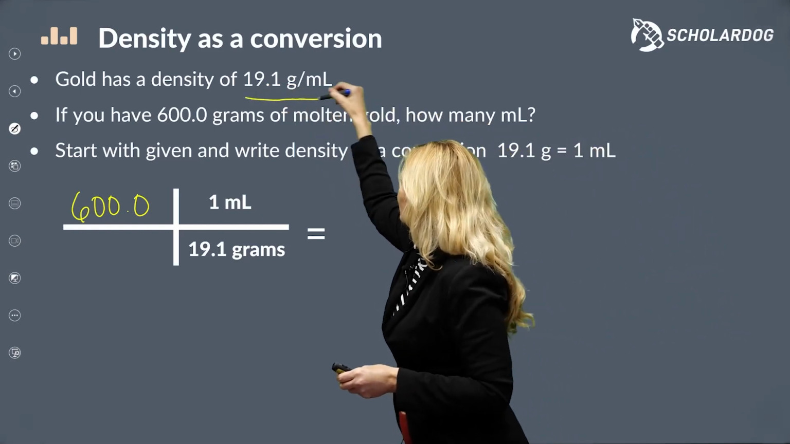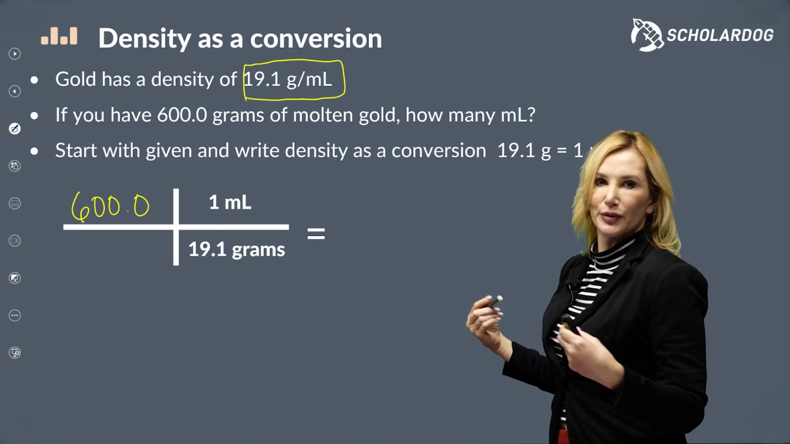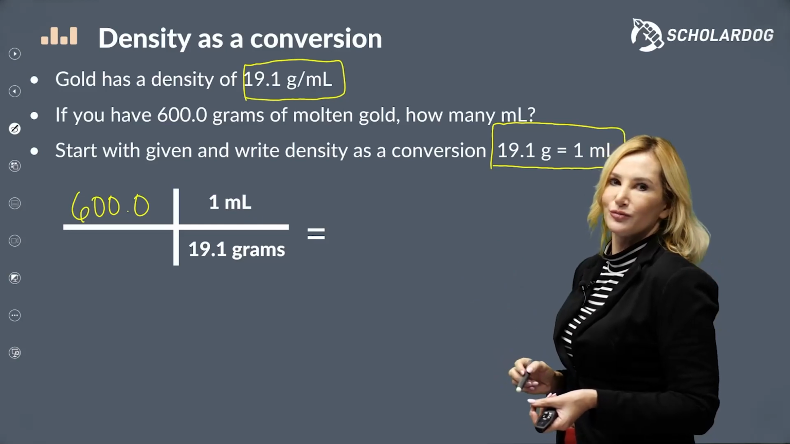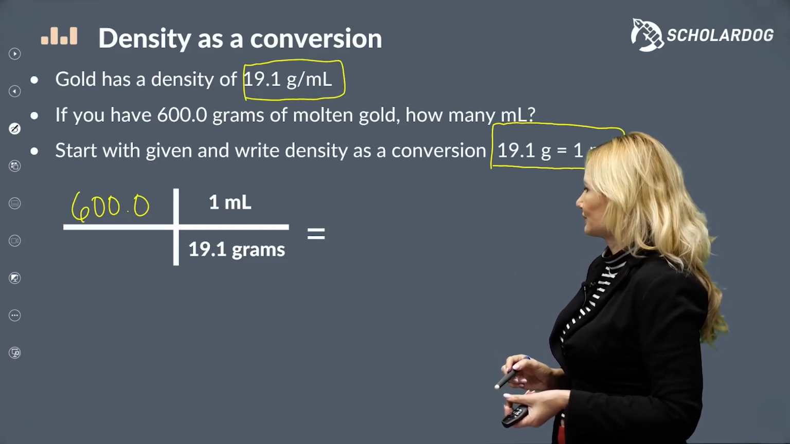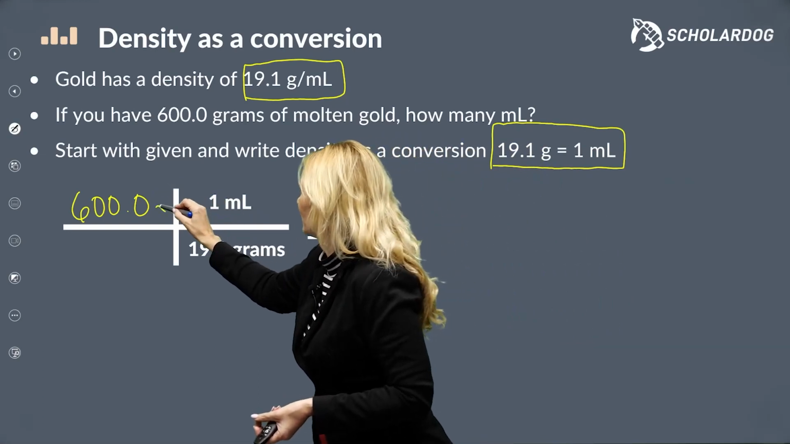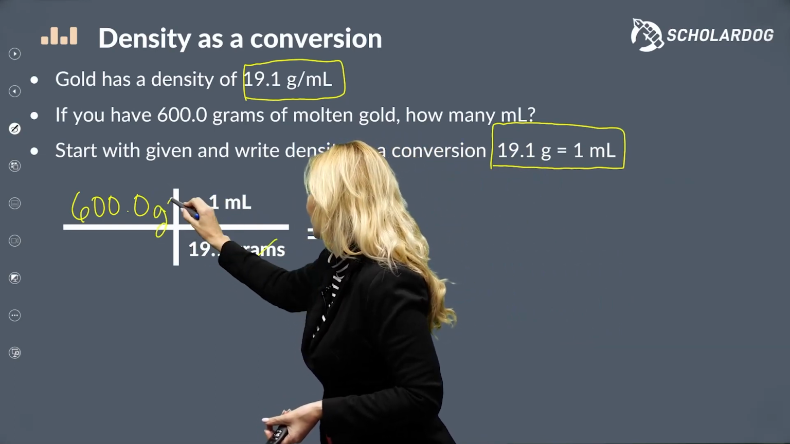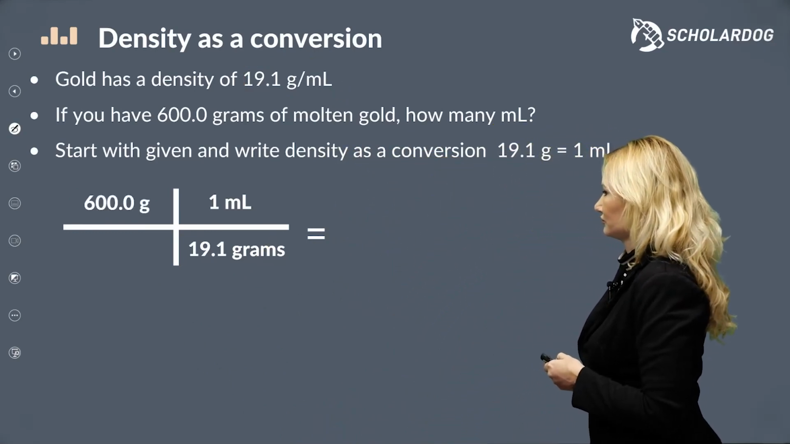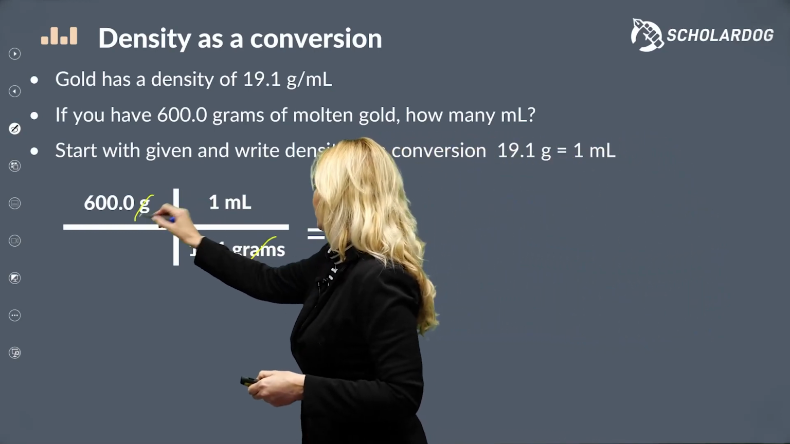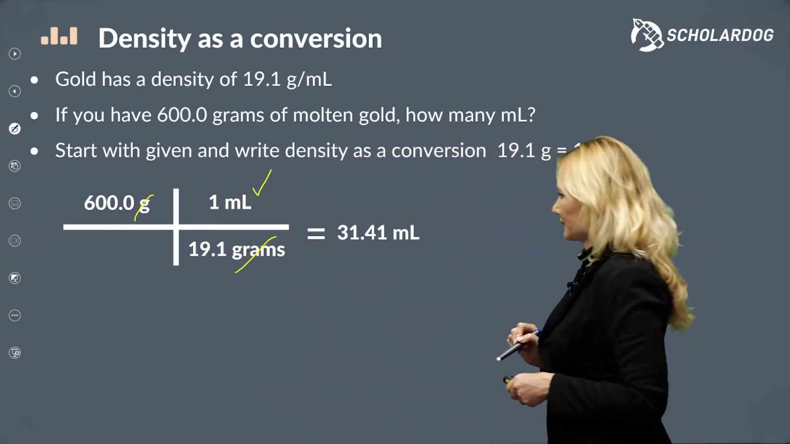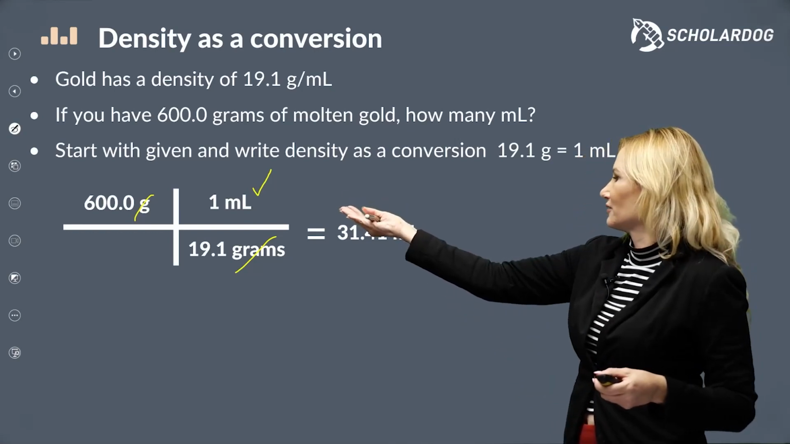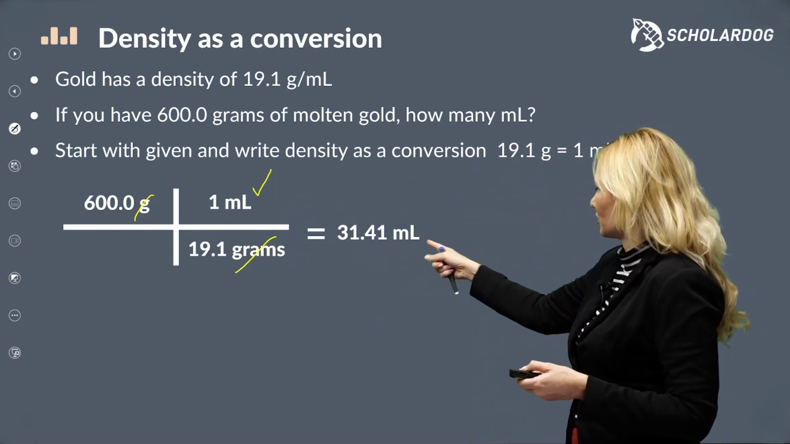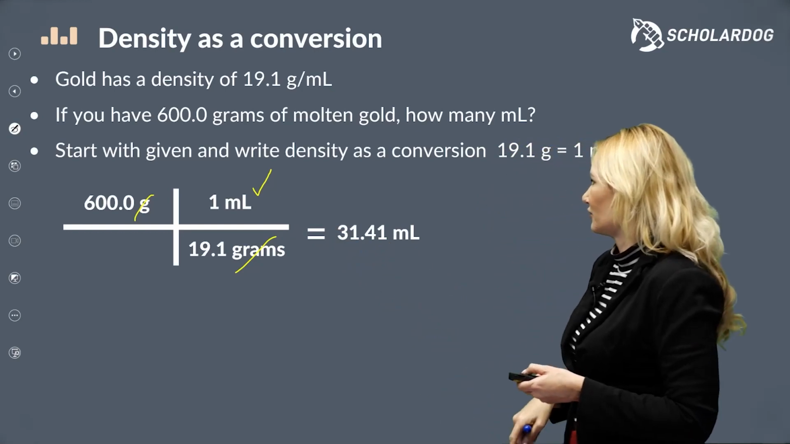So immediately we took this out. 19.1 grams per milliliter, and we are going to write it as 19.1 grams equals 1 milliliter. And when I put this here, I should always put the unit so I can make sure that they cancel out on the diagonal. Whatever unit I have left on top will be my final unit. I started with 4 significant figures. We consider most conversion units infinite. So I ended with milliliters, my final unit, and 4 significant figures.